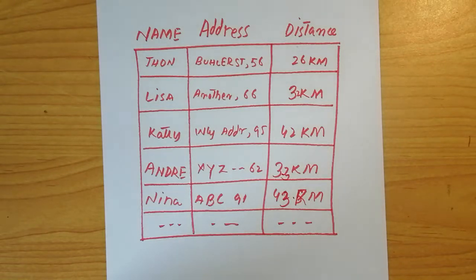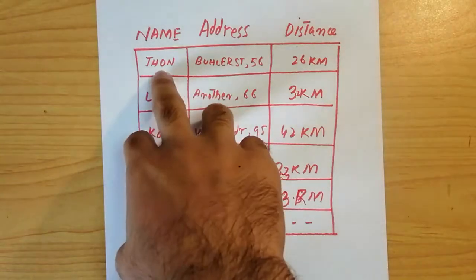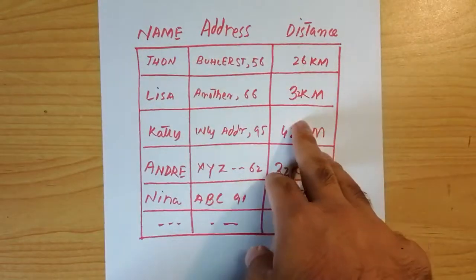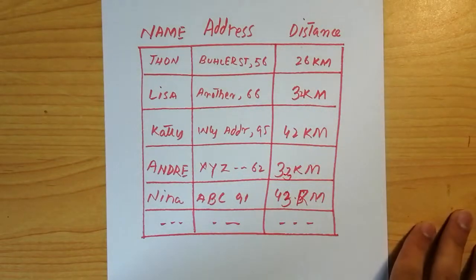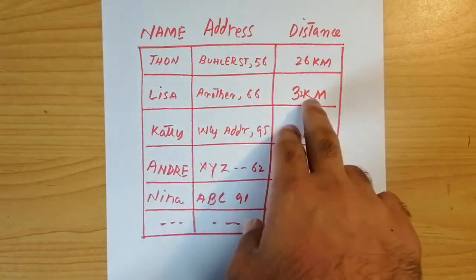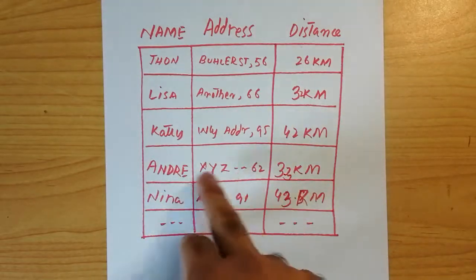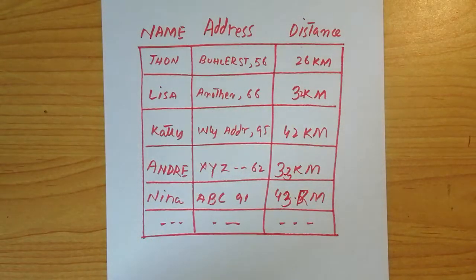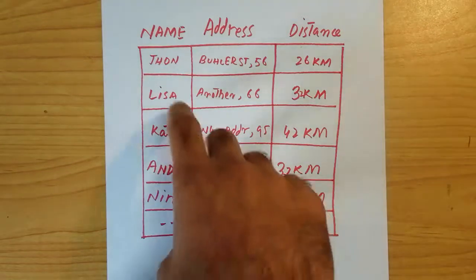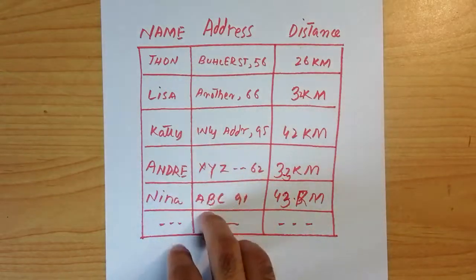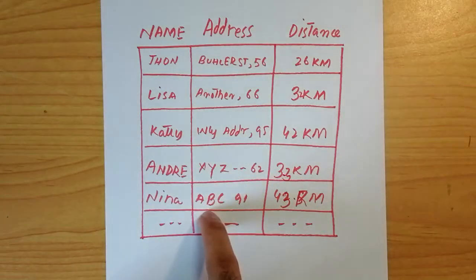And what this means is that John is 26 kilometers away from the music class, for example, and Lisa is 32 kilometers away from the music class, and Katie is 42 kilometers, and Andre is 32, and Nina is 43. Now the problem is this attendee list. For example, John wants to find his partner. He has to go through all his classmates and find his nearest neighbor.